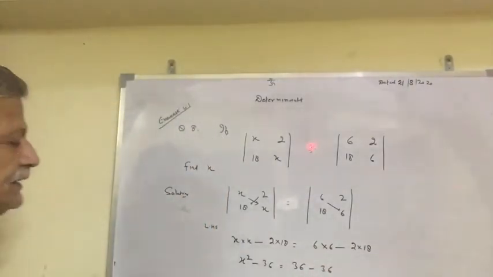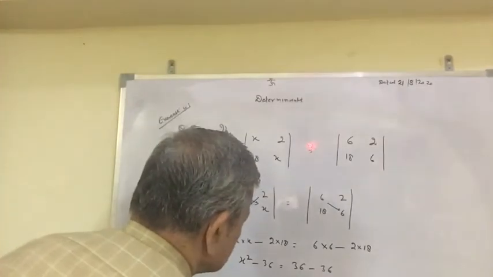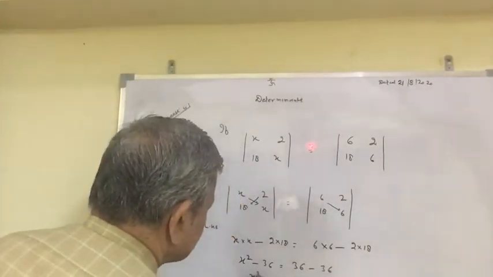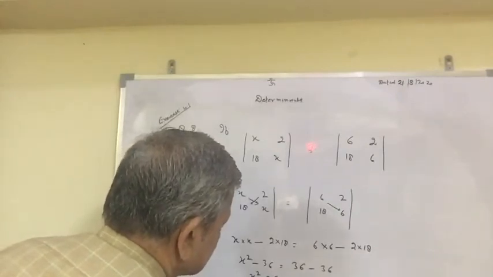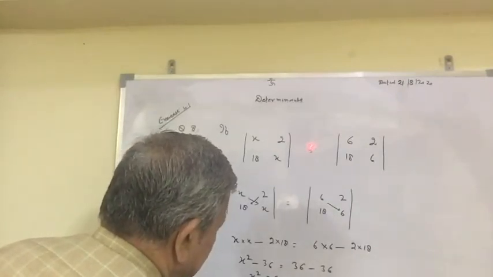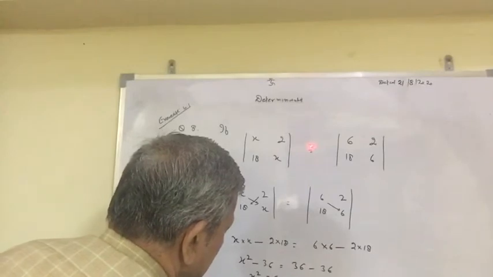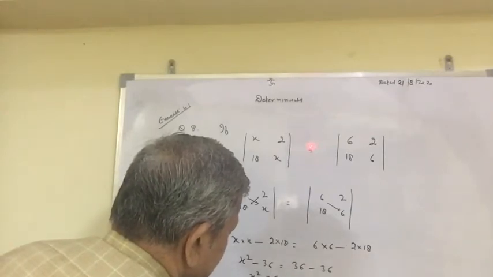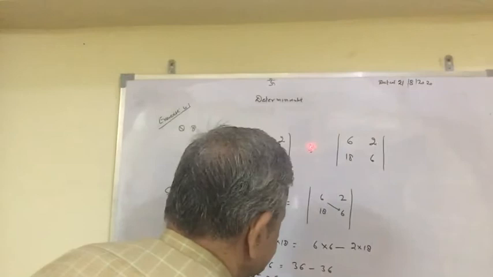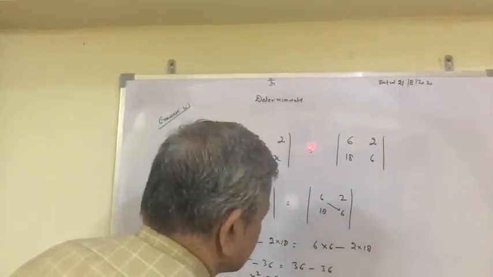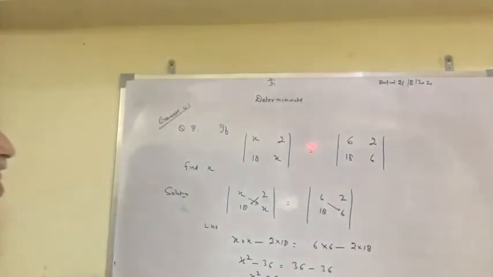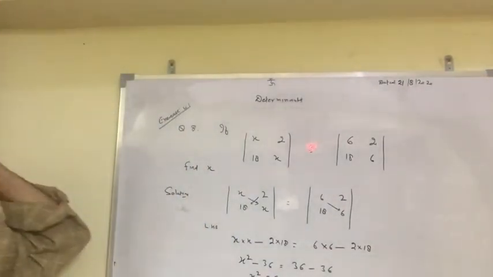If you can see, the right hand side goes to 0, so x square minus 36 is 0, x square is 36, and x is plus minus 6. So this is your answer, again for a similar kind of question.